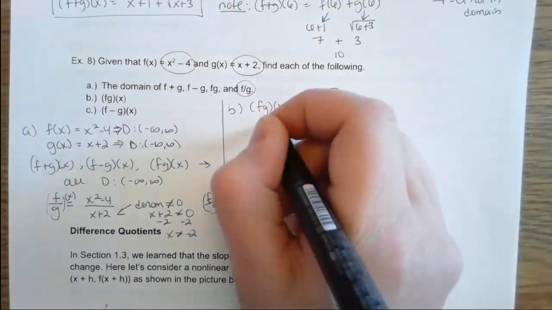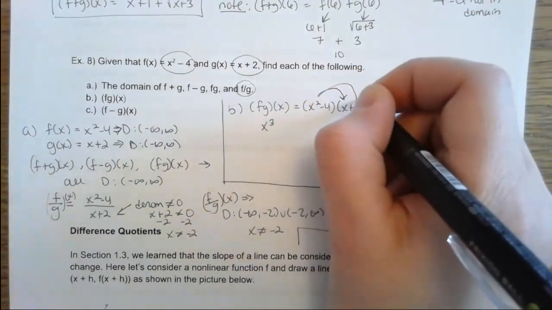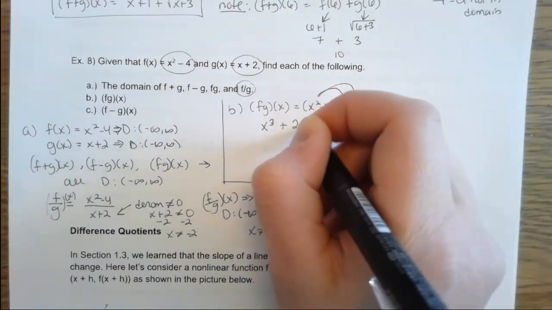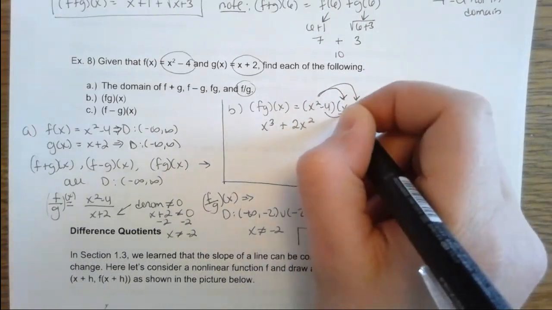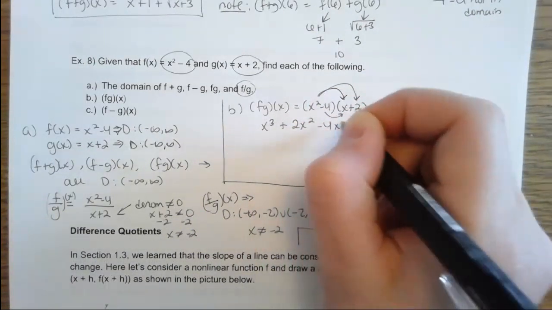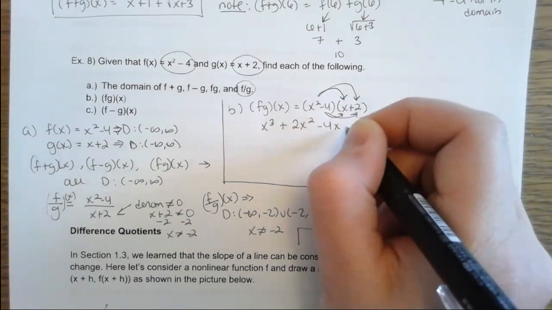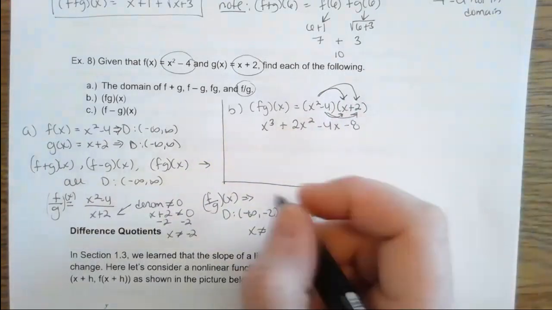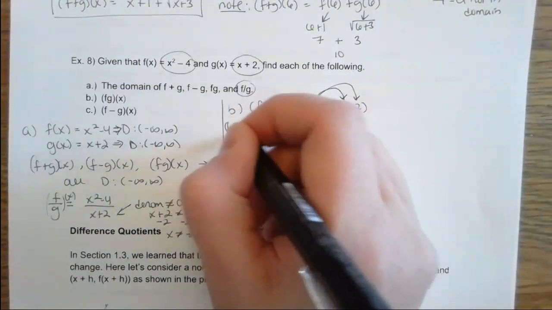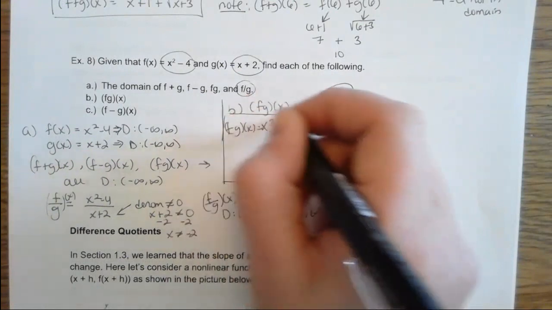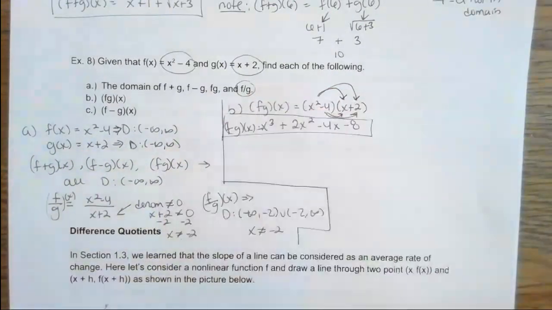So x squared times x is x cubed. X squared times 2 is 2x squared. On the inside, I have negative 4x. And then here, negative 4 times 2 is negative 8. And of course, if I could simplify this, I would, but there's nothing I can combine. So this would be my final answer.